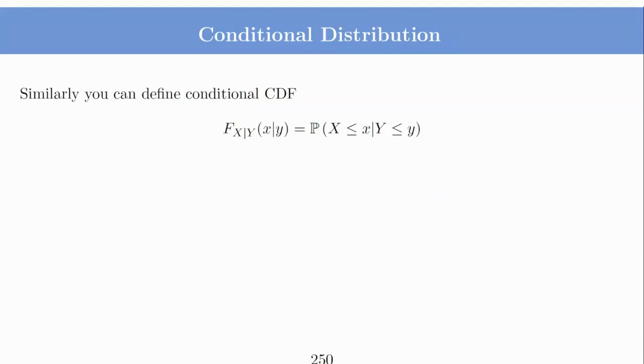So you can say the conditional CDF of X given Y is equal to the probability that X is less than or equal to small x, given Y is less than or equal to small y. And you can have any kind of conditioning event in the denominator. Generally, the conditional CDF refers to the numerator part, the probability of the form that X is less than or equal to some x.